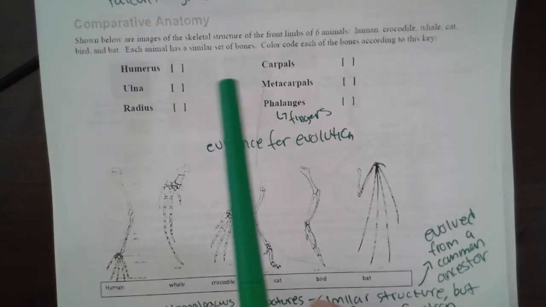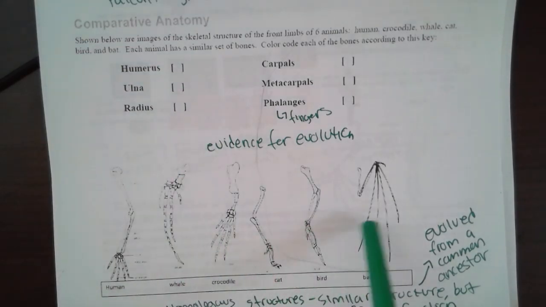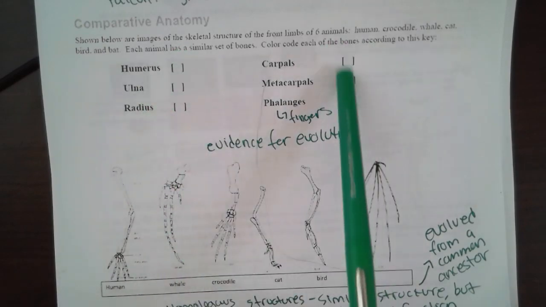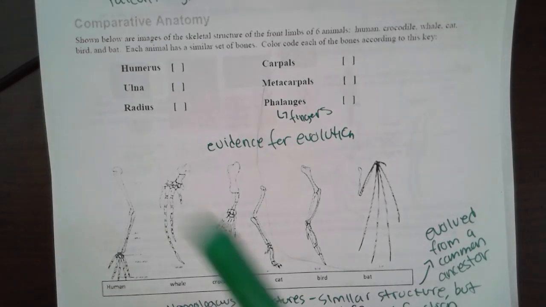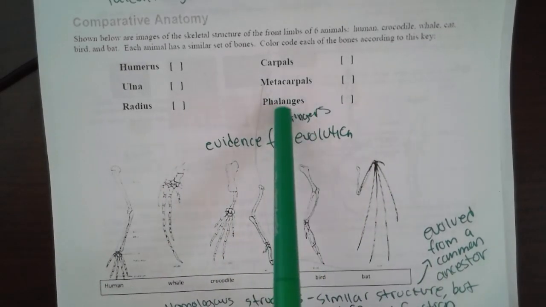You may remember at some point I had asked you to color the parts of each of these bones. If you would like to create your own key for each of these structures and color it, that's up to you. I'm just going to go over a couple of structures. The first would be your phalanges.